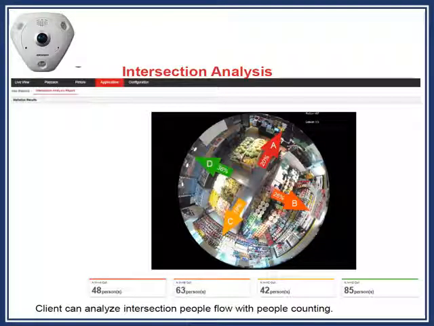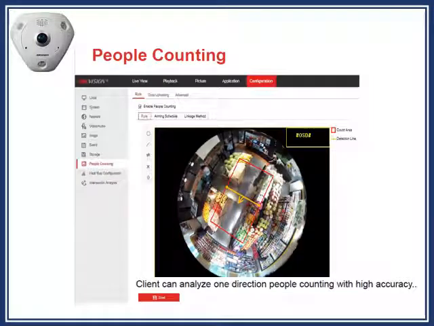The great part about intersection analysis is that I'm now able to get further information about how many people came in and out of a certain area and from where they came and where they left. There is a basic form of people counting, but really it's just the amount of objects that are crossing over the trip line.